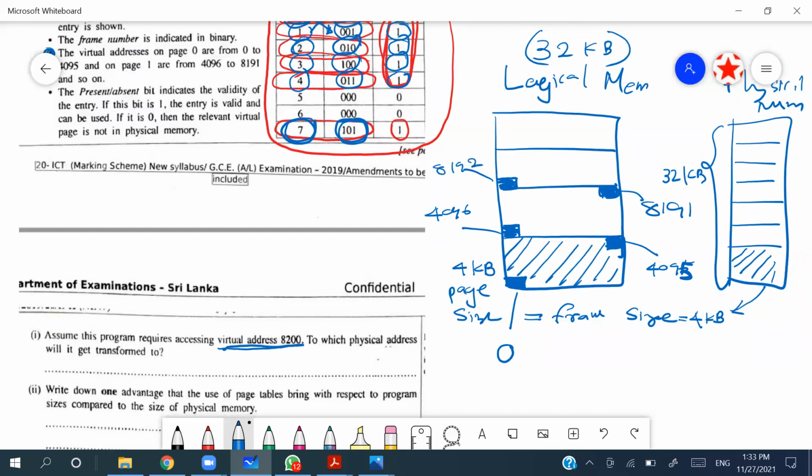So likewise, what's the detail that they are asking? The 8200 address, that is, an address somewhere in this third page, how the conversion should happen. When the virtual address 8200 is matched to a physical address, what value, or what memory address, is produced? That is what they are asking.